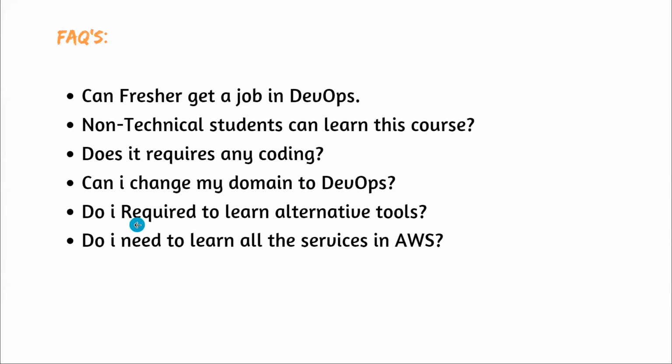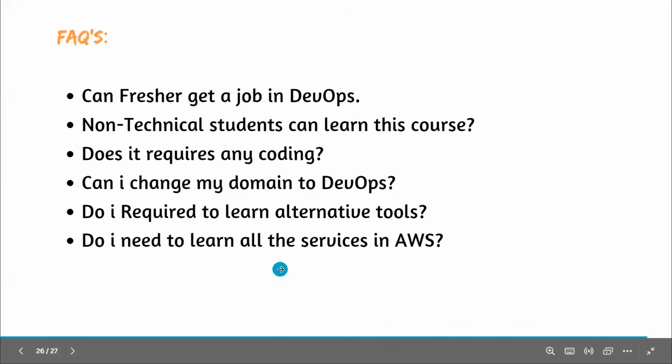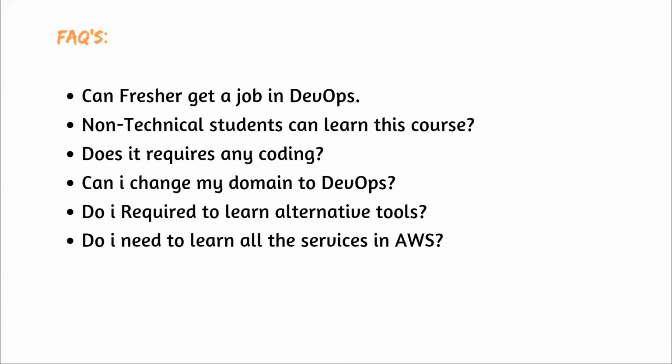Next, sir, do I need to learn all the alternative tools? No. For each stage, how many tools do we need to learn? For one stage, we need to learn only one single tool. And finally, we are going to learn DevOps with AWS, right? As a DevOps engineer, you need to have some minimal idea about cloud. Completely learning cloud is not required. In this course, I am already teaching you cloud, right? So 40 to 50% of your cloud learning is going to be covered here only. So this course is enough.